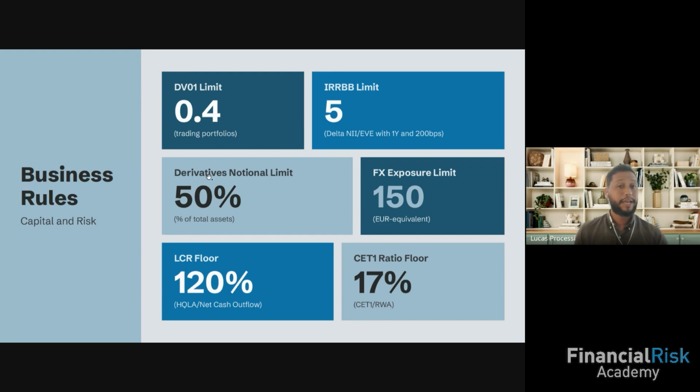We also have a limit for the usage of derivatives, so we can prevent the model from overusing derivatives. We also have a foreign exchange exposure limit and a limit for LCR in terms of liquidity. And also a limit for capital consumption, so the common equity tier 1 ratio has a floor in our projections, okay?